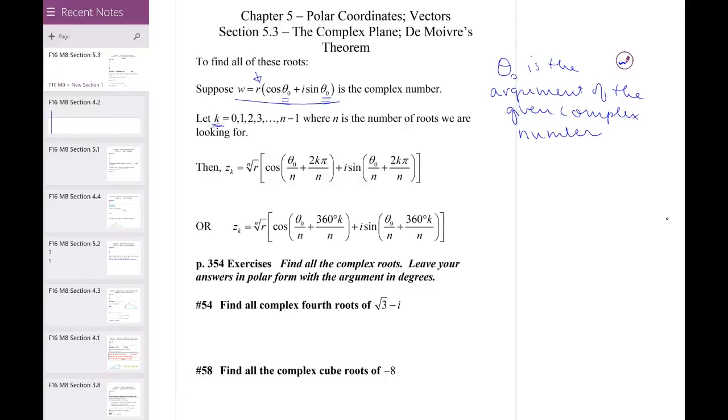Then k is a counter. Theta 0 never changes. It's what you were given in the problem. N is also not going to change because n is the number of roots you're looking for. So if it's cube roots, n is 3. If it's fourth roots, n equals 4, and so on. So n is also fixed in a given problem. It's not going to change for each root. The thing that changes is the k.